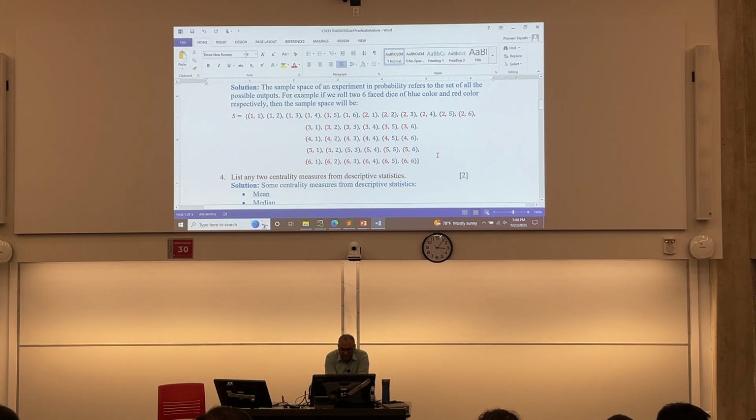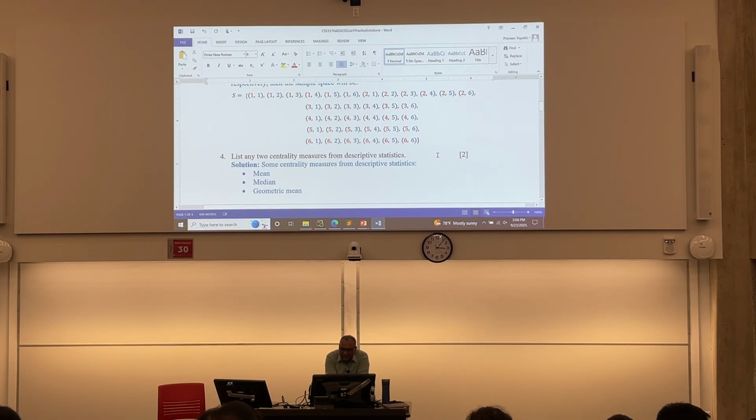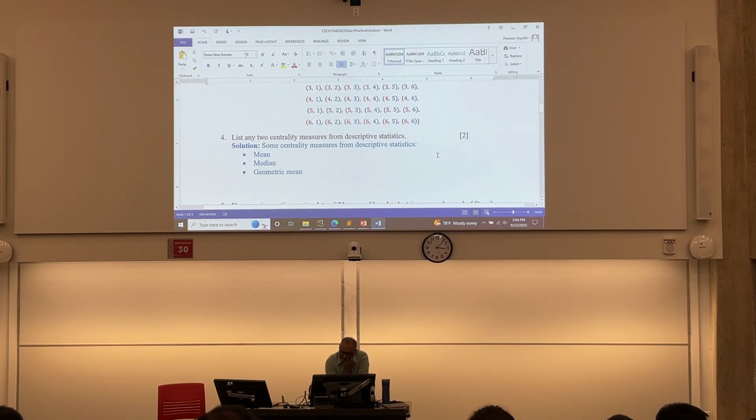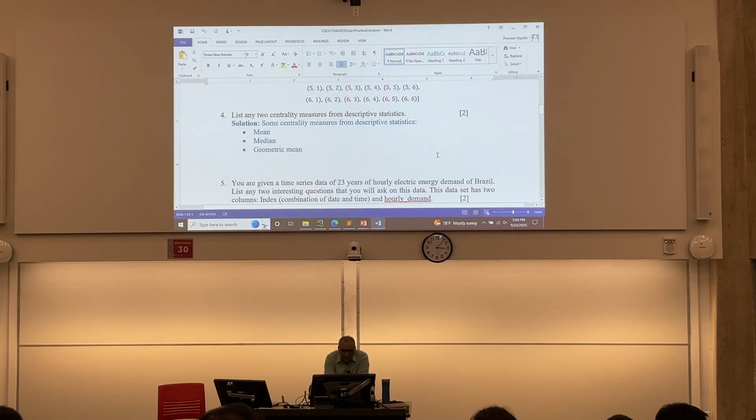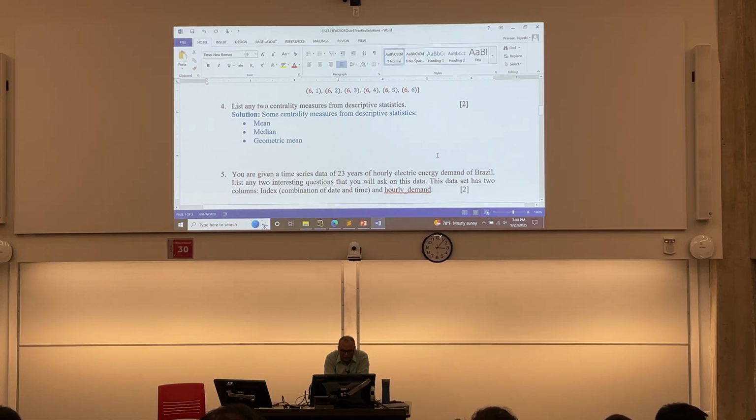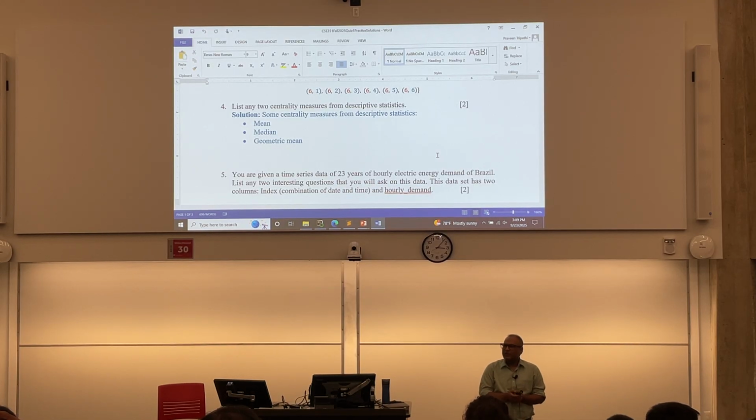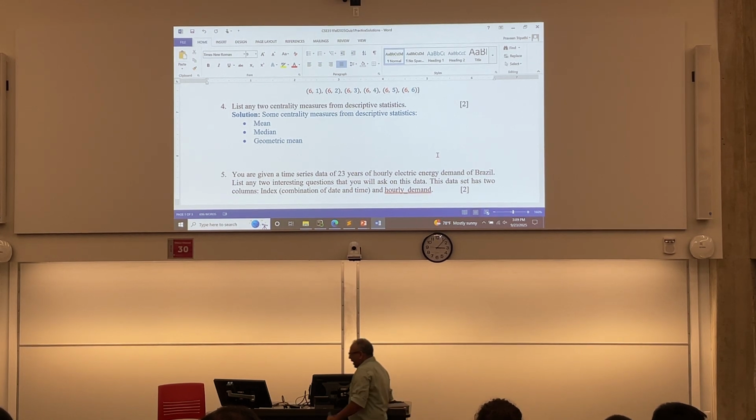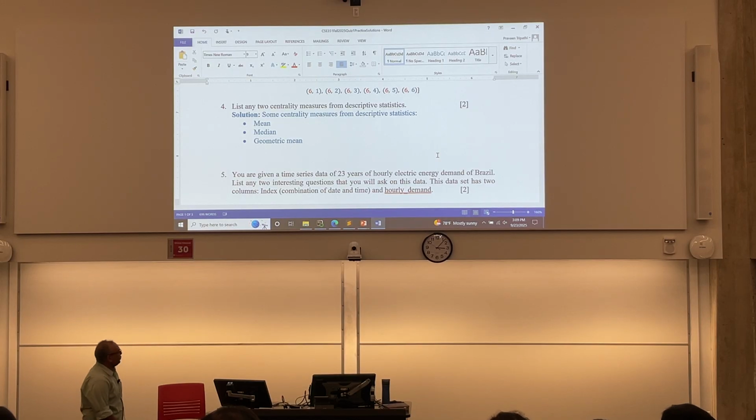List any two centrality measures from descriptive statistics. Again, we discussed these: mean, median, geometric mean. Now here, this is an interesting problem. I won't repeat the same question, but the chances are I might be asking something similar, but from a different data set, to see whether you understood that discussion that we had in the beginning of the semester. Probably it was in the introduction to data science.